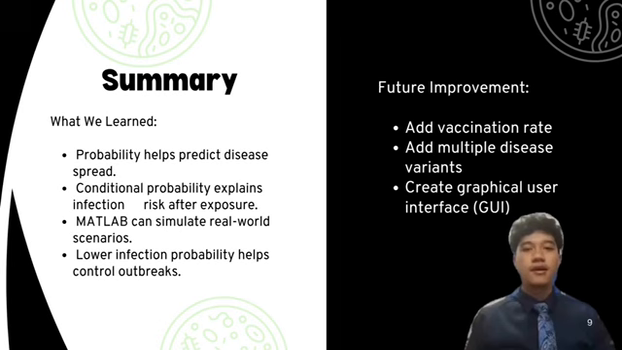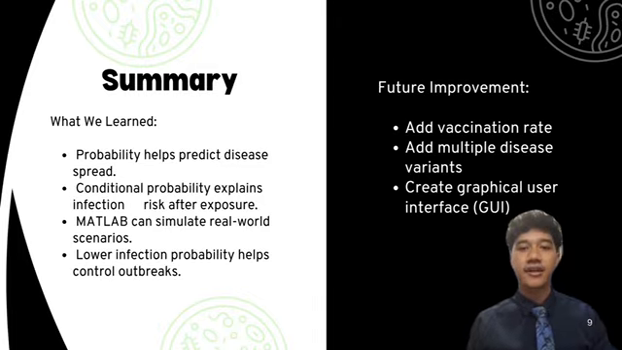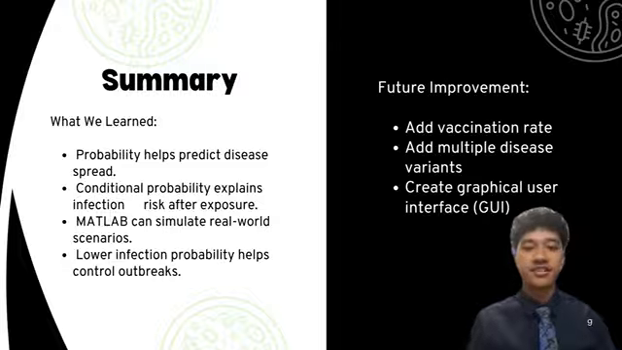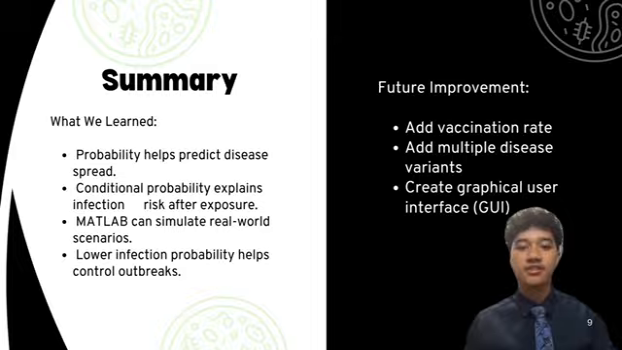To conclude our presentation, we learned that probability is highly effective at predicting disease spread. And specifically, conditional probability helps us explain the exact risk of an individual becoming infected after exposure. Furthermore, we have proven that MATLAB can successfully simulate these complex real-world scenarios, proving that lowering the base infection probability is our best tool to control active outbreaks.